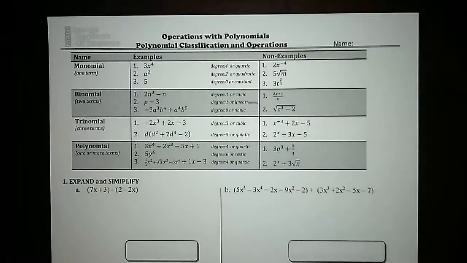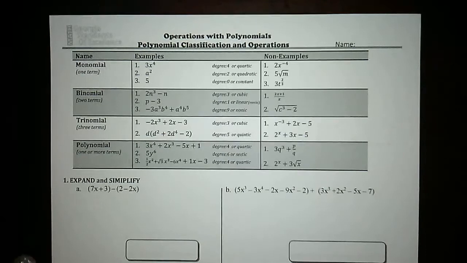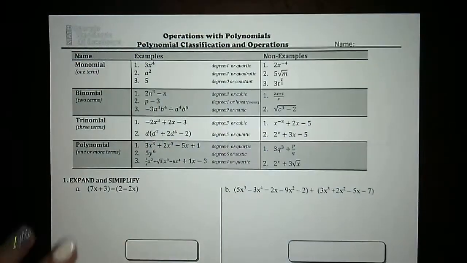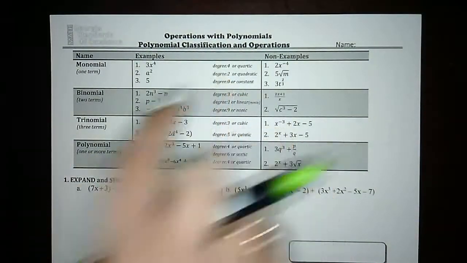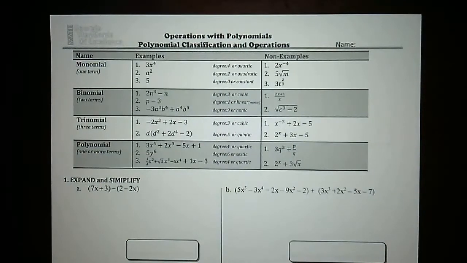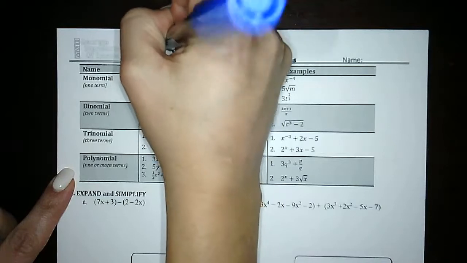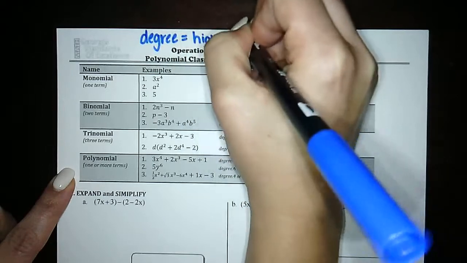So now we're going to get into polynomials. Like I said, this is all review of stuff that you have seen before. None of this is new. So let's talk about classification of polynomials. A monomial means it has one term. And then if it has a degree of 4, remember degree is the highest powered exponent. So degree equals highest exponent.